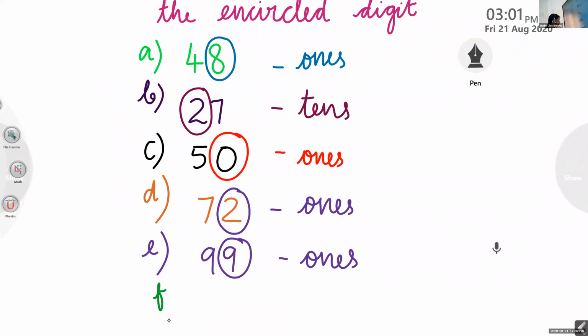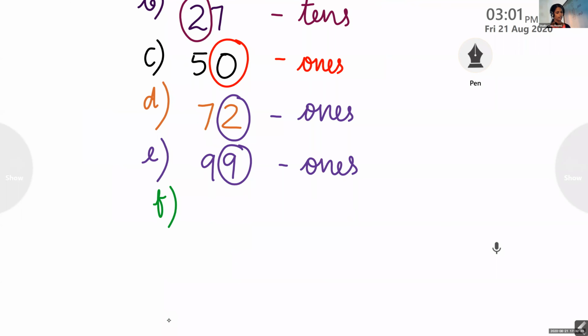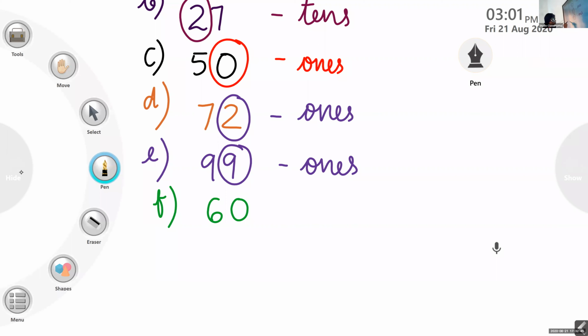Next we have F. The F question is 60. And the digit which is encircled is 6.